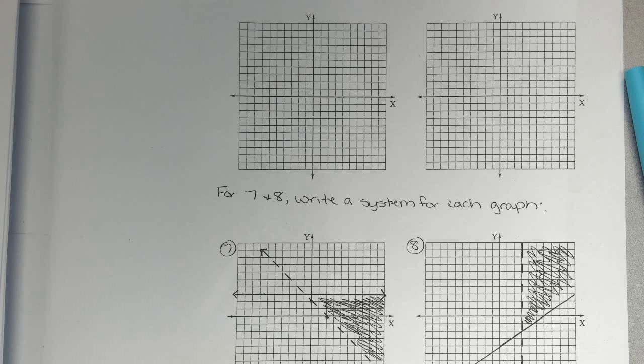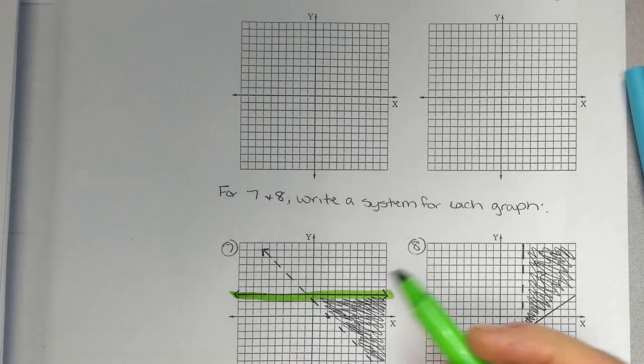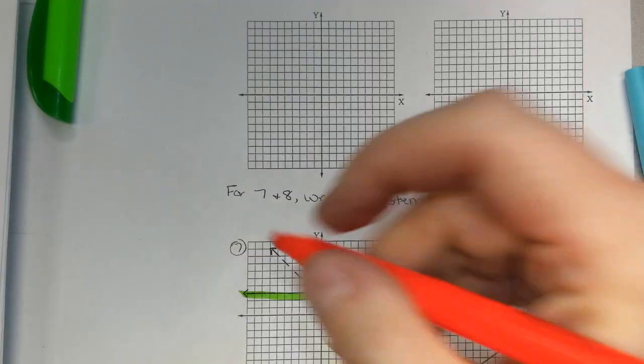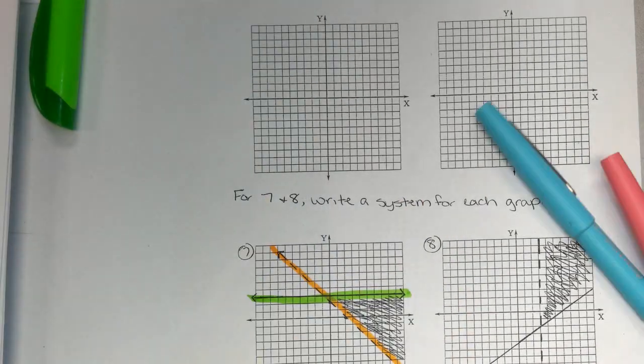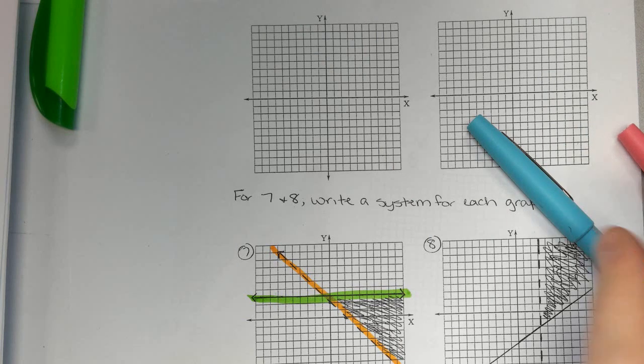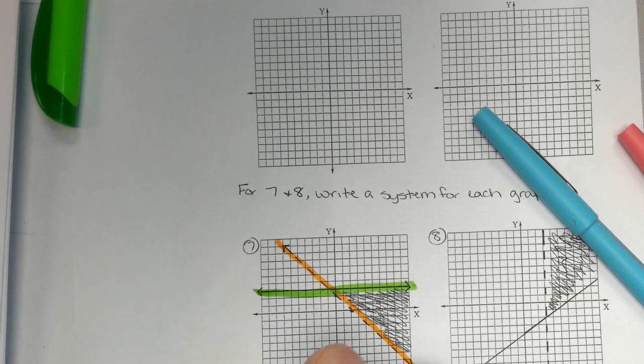Okay, we're going to do number 7. We're going to skip to number 7 since it's a little bit different. So for 7 and 8, write a system for each graph. Okay, so we have 2 lines here. We have this line and we have this line. So we can write an equation for both of those lines. Let's do the orange one first.